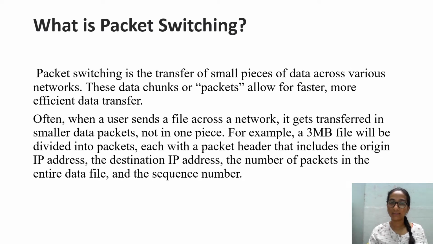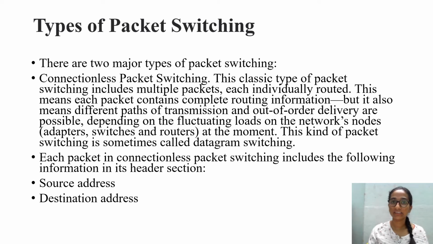Already we have discussed that packet switching is nothing but breaking the data down into packets and sending it as packets for more efficiency. For example, a 3 MB file will be divided into packets, each with a packet header that includes the origin IP address and the destination IP address, the number of packets in the entire data file and the sequence number. All the data packets will transfer in different directions and will reach the same destination because the destination IP address is included. Let us see types of packet switching, that is connectionless packet switching and connection oriented packet switching.